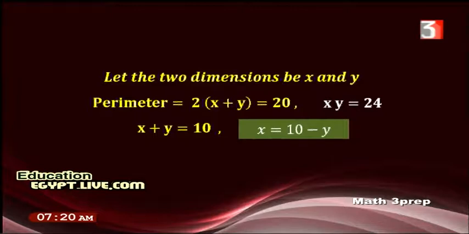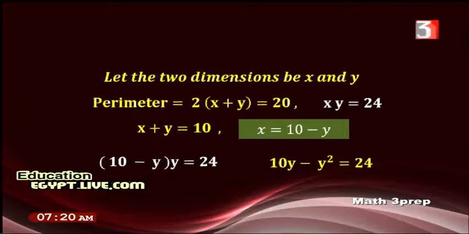Both of them is of coefficient 1. Then, as x equals 10 minus y, we are going to substitute the value of x in the rule of the area. So, by substituting, it is 10 minus y multiplied by y gives 24. By writing its expanded form and putting the whole equation on one side equals 0, it is 10y minus y to the power of 2 equals 24.